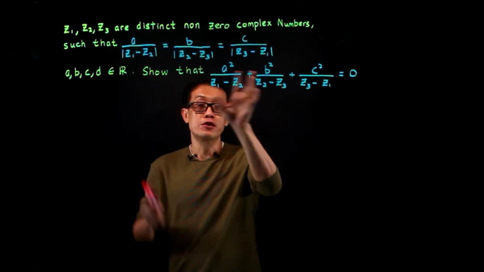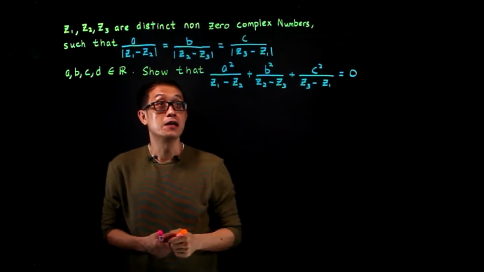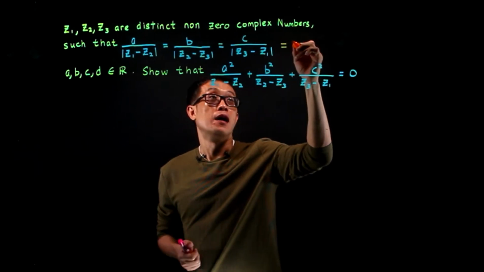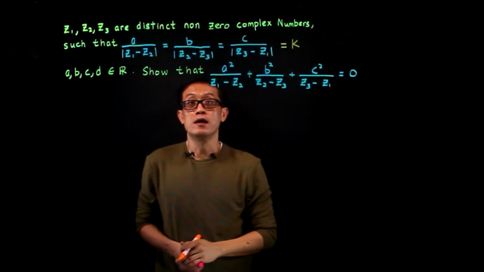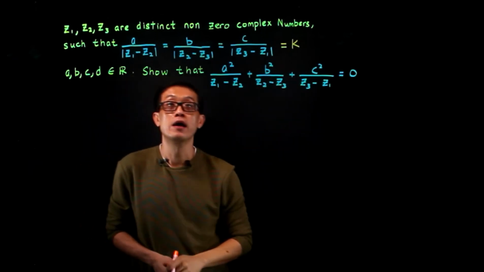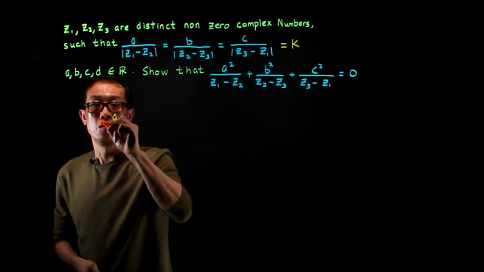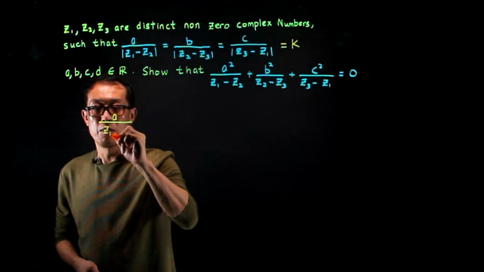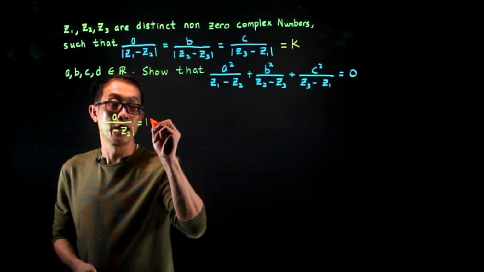Now when you have three expressions equal to each other, it will be much easier if we equate them to a constant, let's say k. Okay? Now look at this expression over here. You have a squared, b squared, and c squared. Let's rewrite this part as a over modulus of z1 minus z2 is equal to k.